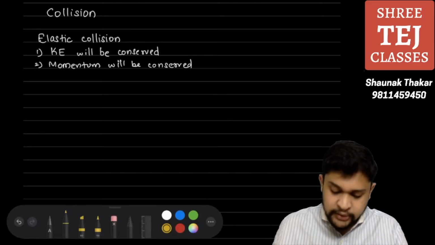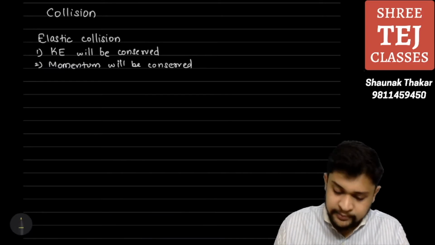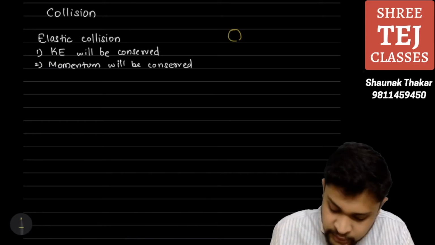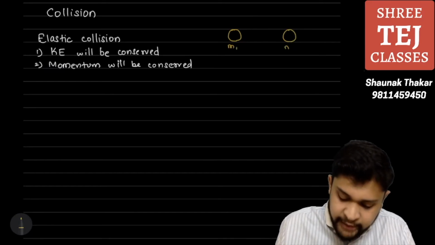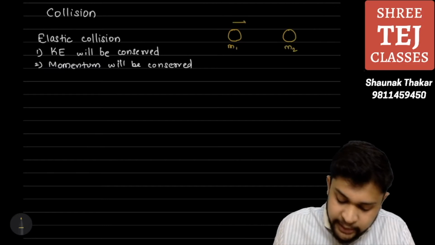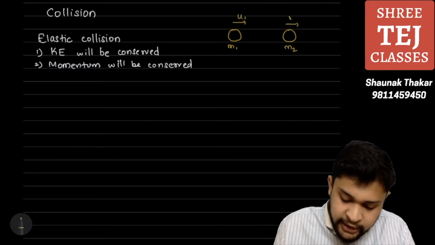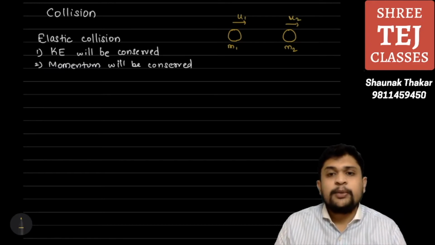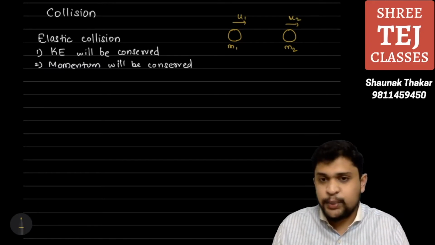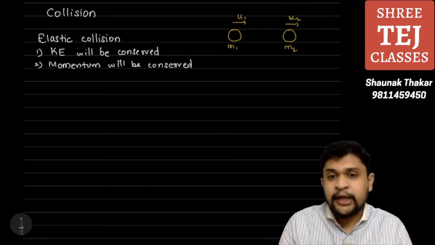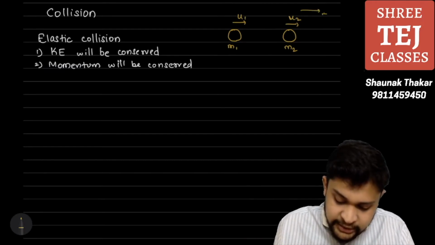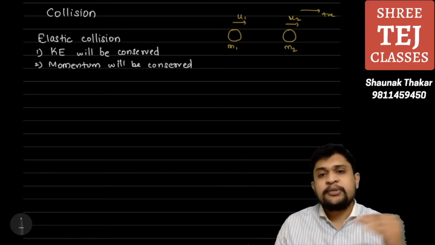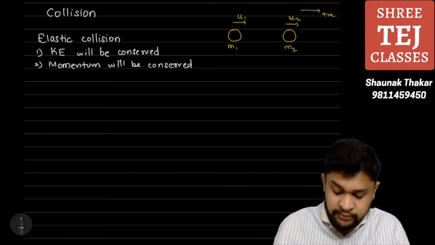So let us establish parameters. We have two objects of mass m1 and m2, and initially both are moving with velocities u1 and u2. We have taken the right direction to be positive. So this side is the positive side. All the values in this direction will be positive.